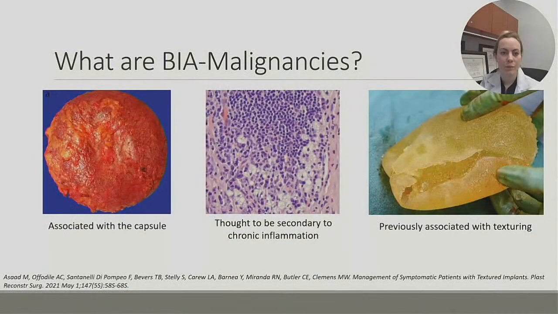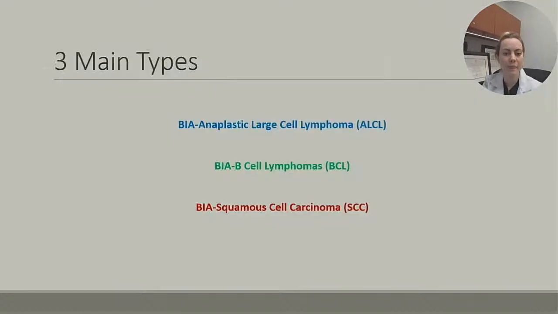So I think the audience is pretty familiar with what breast implant malignancies are at this point. They're associated with the capsule. We think they're secondary to chronic inflammation, and previously they were associated with texturing, although we're still trying to figure this out with some of the newer malignancy categories. There are three main types that we're currently aware of. The most common of these is breast implant-associated anaplastic large cell lymphoma, which is a T-cell lymphoma.